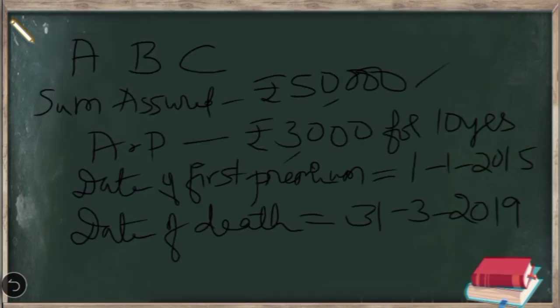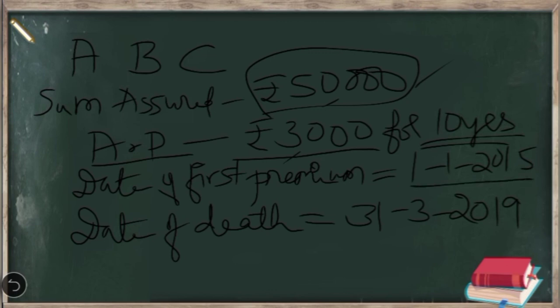Let's say there are three partners A, B and C. They have taken up a joint life insurance policy. On the joint life, all the partners together, they have taken up one single policy for a sum of rupees 50,000. So this is the sum issued by insurance company. The annual premium payable by the firm to the insurance company every year is rupees 3,000, and this policy is taken up for 10 years period. The date of payment of first premium, nothing but date of taking up the life insurance policy, is on 1st January 2015. And let's say partner A has died on this particular date, that is 31st March 2019. So this is the given condition. Based on this, let us analyze the journal entries.